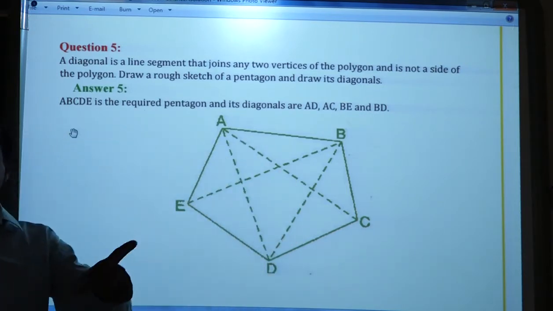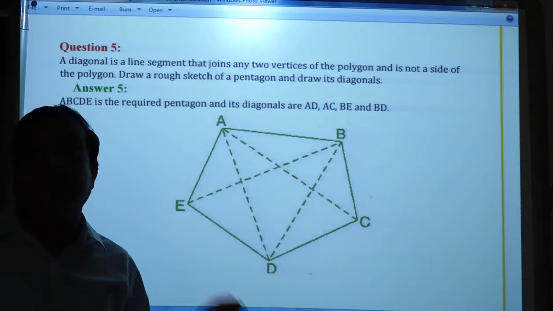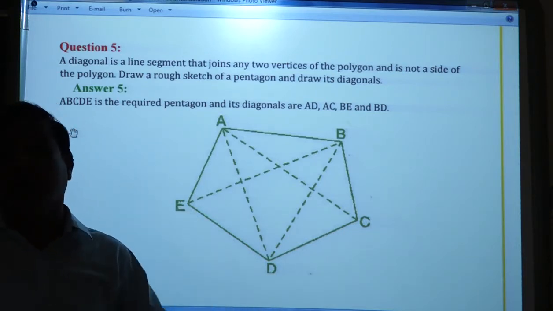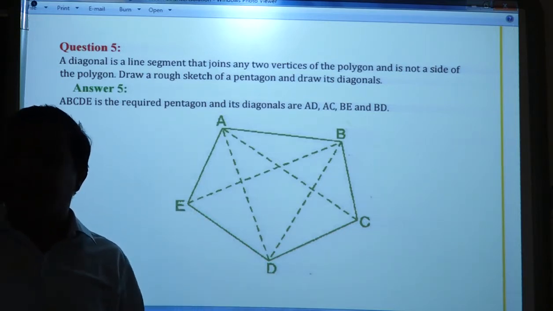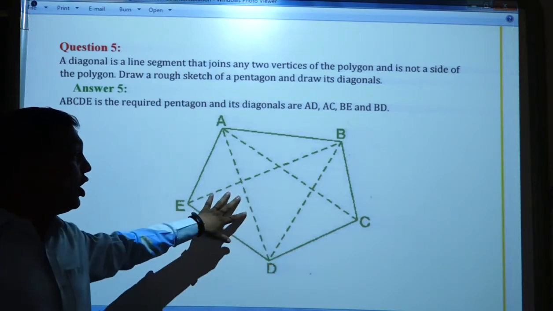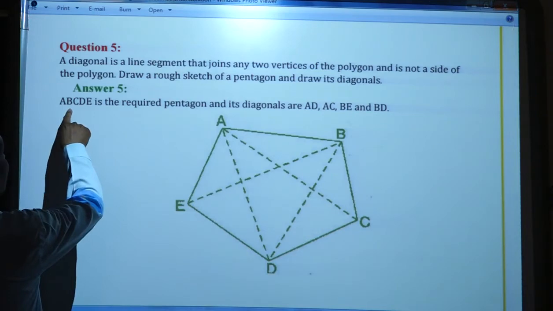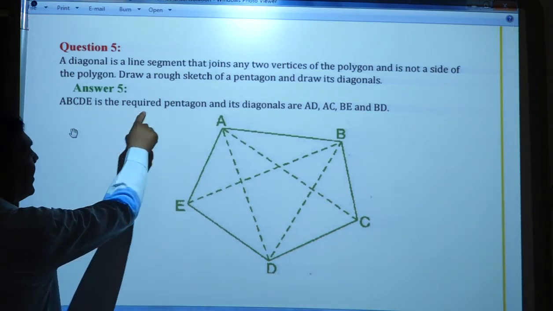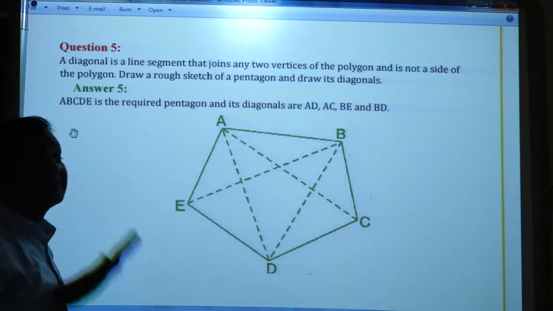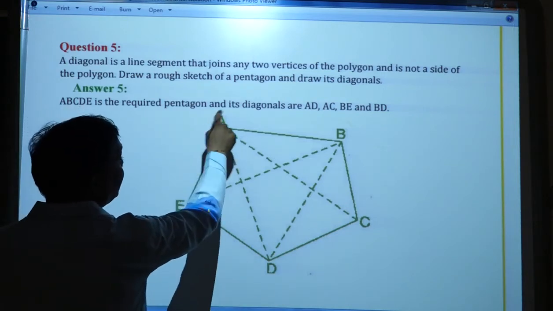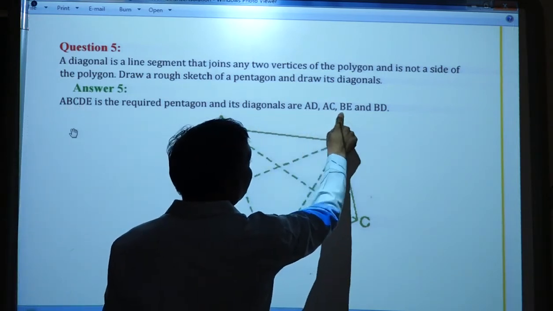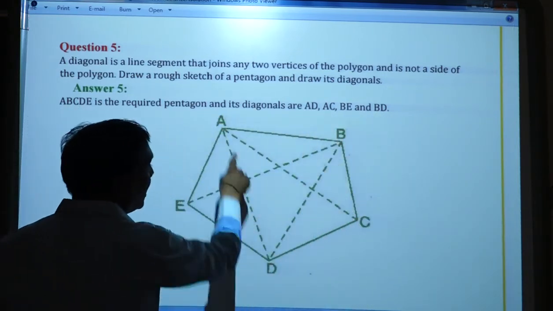So all diagonals always form inside the figure. Diagonals are drawn inside the figure, not outside. So these all are the diagonals drawn inside the figure. So ABCDE is the required pentagon. Pentagon means having 5 sides. And its diagonals are AD, AC, BE and BD. These all are the diagonals.